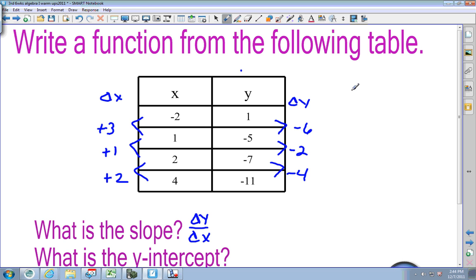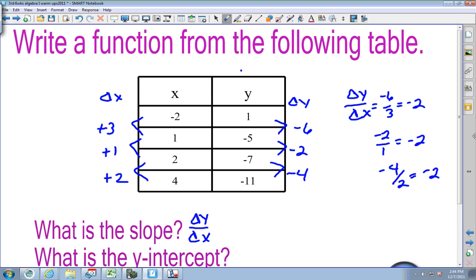So let's see here. I've got delta y over delta x. Negative 6 over 3, which is negative 2. Negative 2 over 1, which is negative 2. Negative 4 over 2, which is negative 2. These numbers are my slope. So my slope is negative 2.